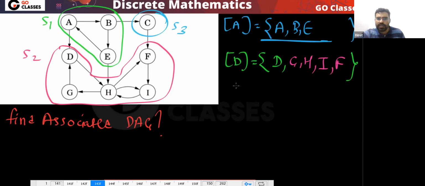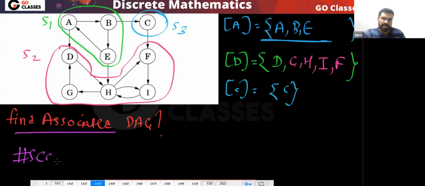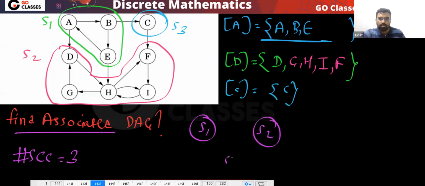Finally, this C will only have C. No other vertex is strongly connected to C. So finally, the number of strongly connected components is 3, and the graph you will get will be like this: S1, S2, S3. From S1 to S3 there is an edge. From S1 to S2 also there is an edge. Next, from S3 to S2 there is also an edge. Nothing else.